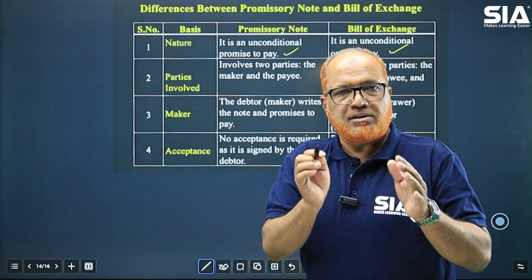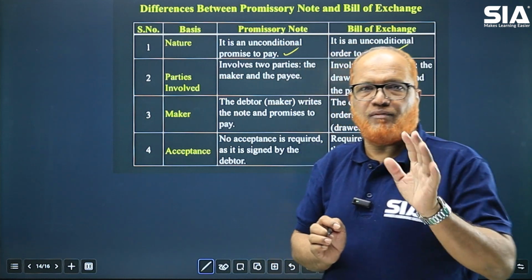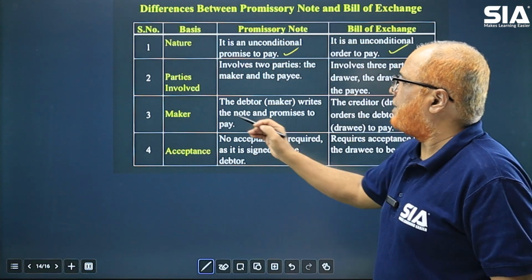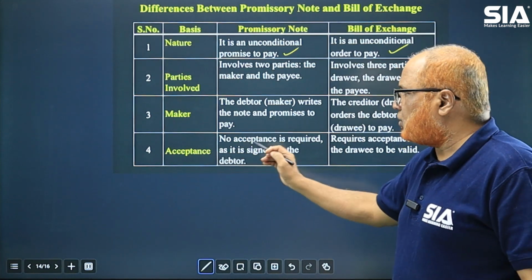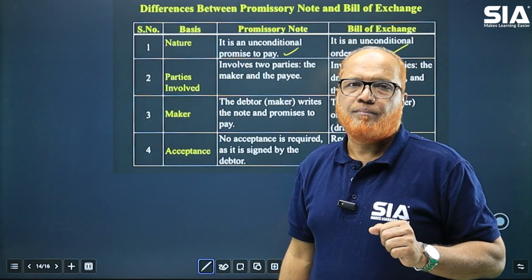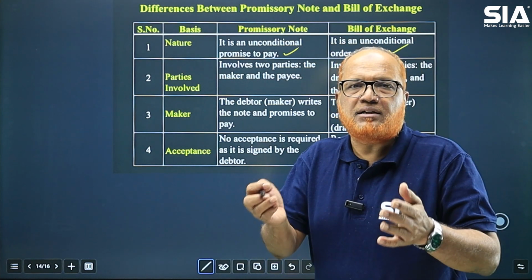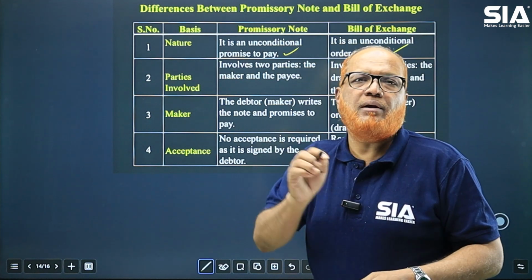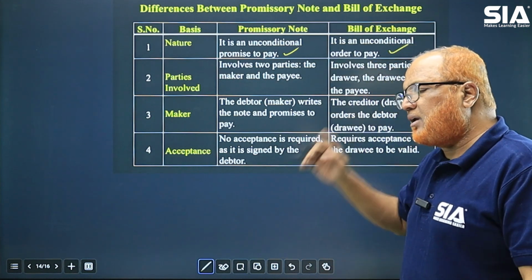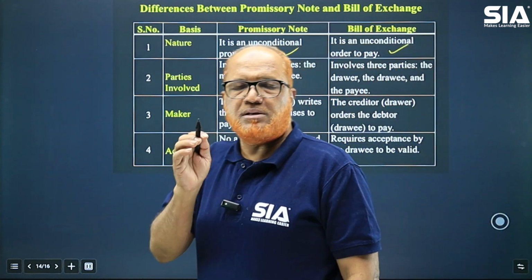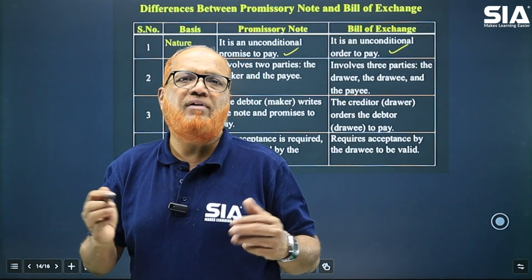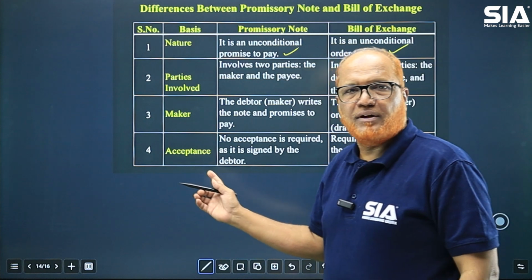So acceptance is compulsory in case of bills of exchange, whereas no acceptance is required in case of promissory note. Just now I told you, no acceptance is required in case of promissory note, because the debtor himself or herself will make the note and promise to pay. Whereas in case of bills of exchange, acceptance is compulsory. Without acceptance, the bill is invalid. So these are the differences.